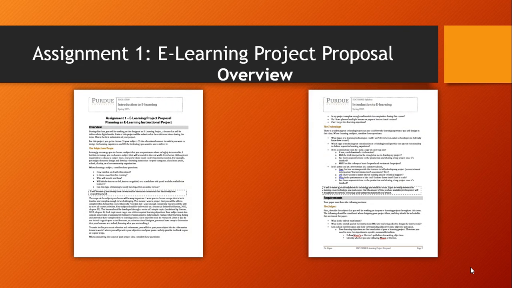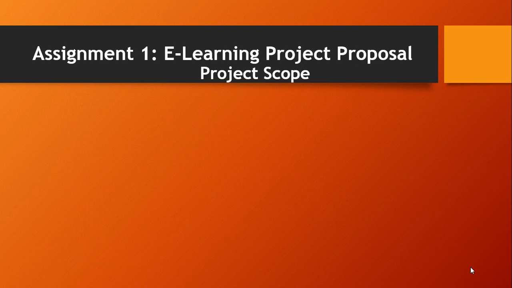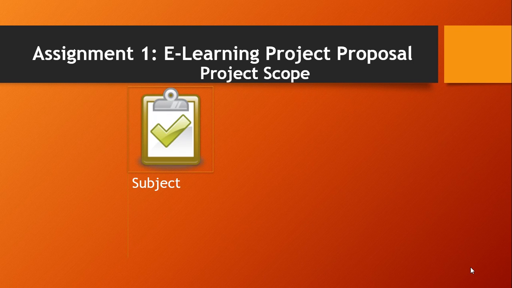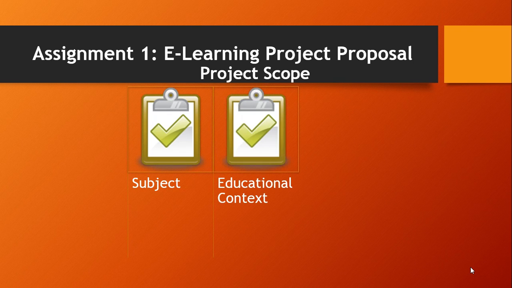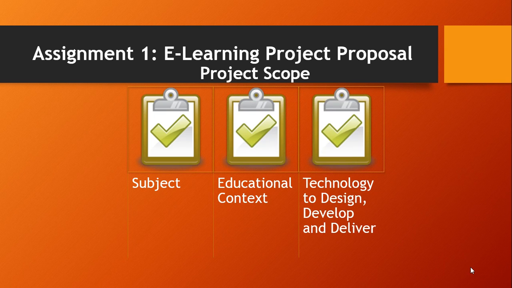The first 2 pages of that document will give you an overview of how to go about determining the scope of your project. This section will just give you ideas on how to make up your mind in terms of what you want to cover in this project. It is not anything that you need to discuss in your particular paper. It's just ideas on how to decide. Regarding the project scope, you get to choose your own subject, you get to choose the educational context, and you want to choose the technology to design, deliver, and also develop the project.